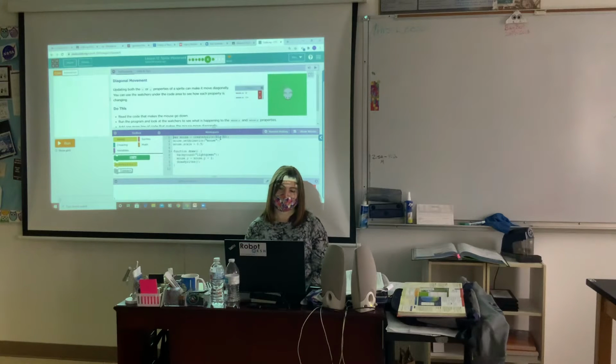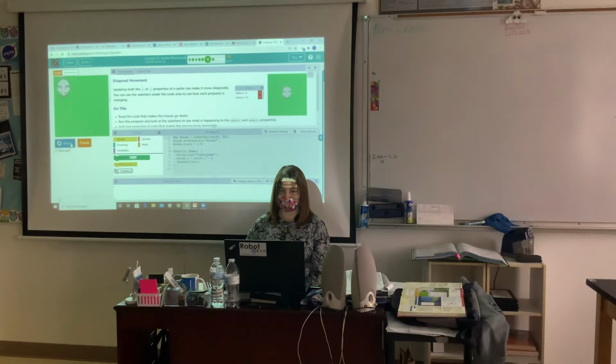Okay? So how do you think we get diagonal movement? Right now, do we have diagonal movement? No. How would I get diagonal movement? Maybe, like, you gotta do both. Okay, so how would I do that? You just do the same thing except make it the mouse X too.